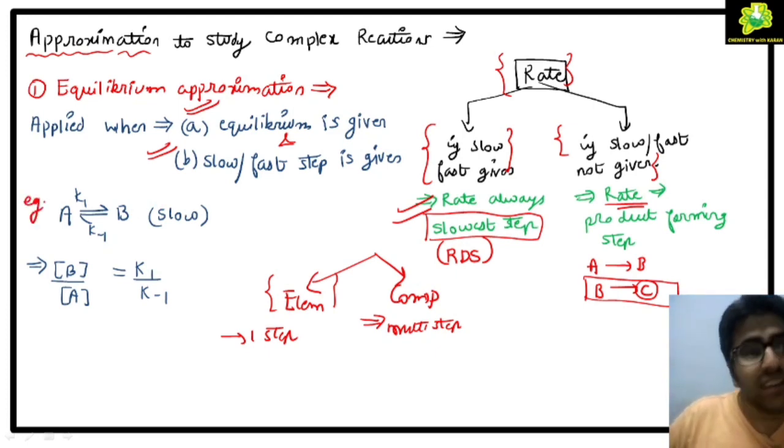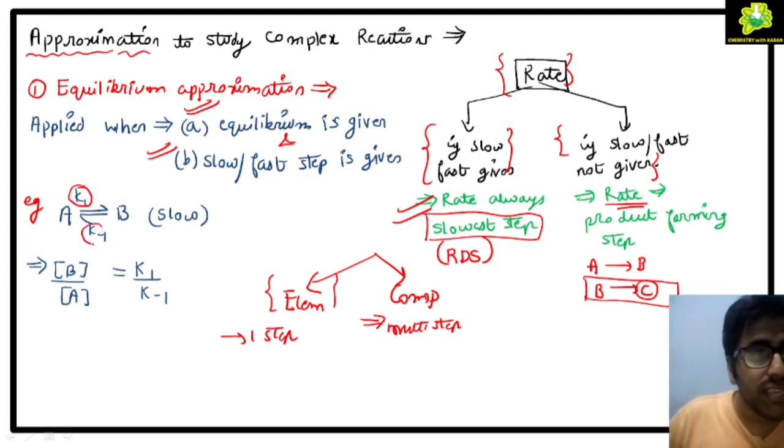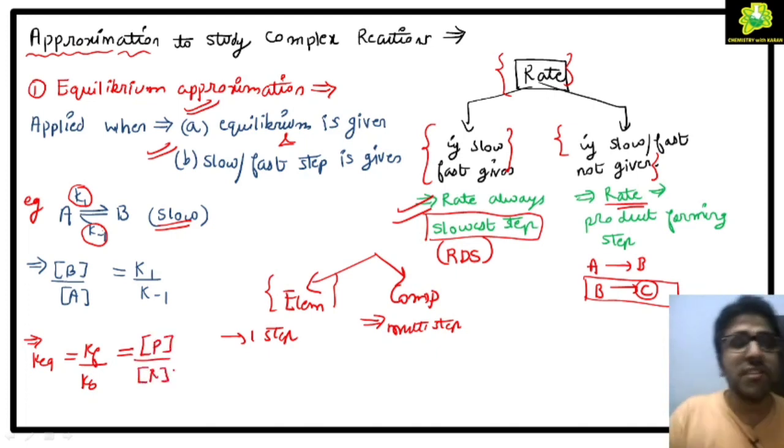So see how you have to apply. Example: A in equilibrium with B. The rate constant for forward reaction is K1 and rate constant for the backward reaction is K minus 1, and the step is a very slow step. So how to deal with equilibrium? You always know that K equilibrium is K forward divided by K backward, which is equal to product concentration divided by reactant concentration. So this is the way I have written the approximation.